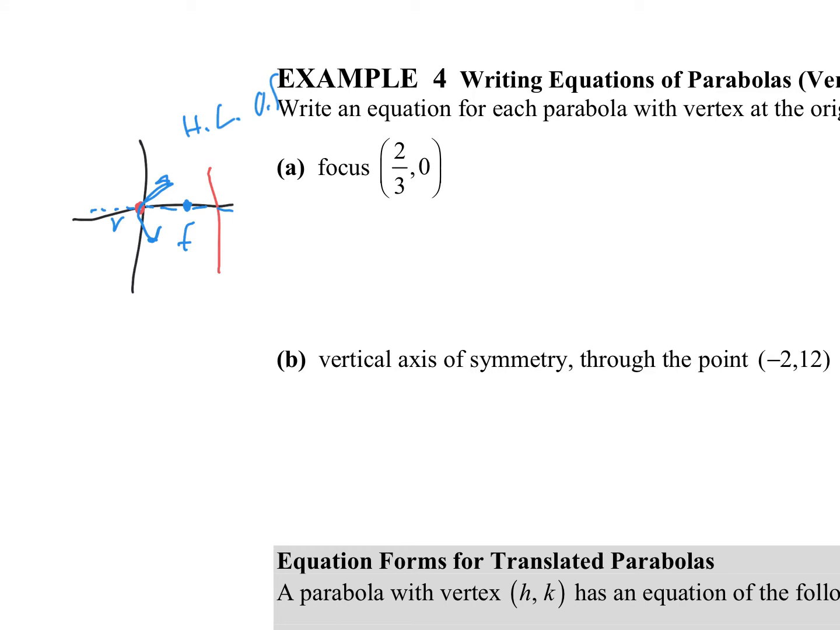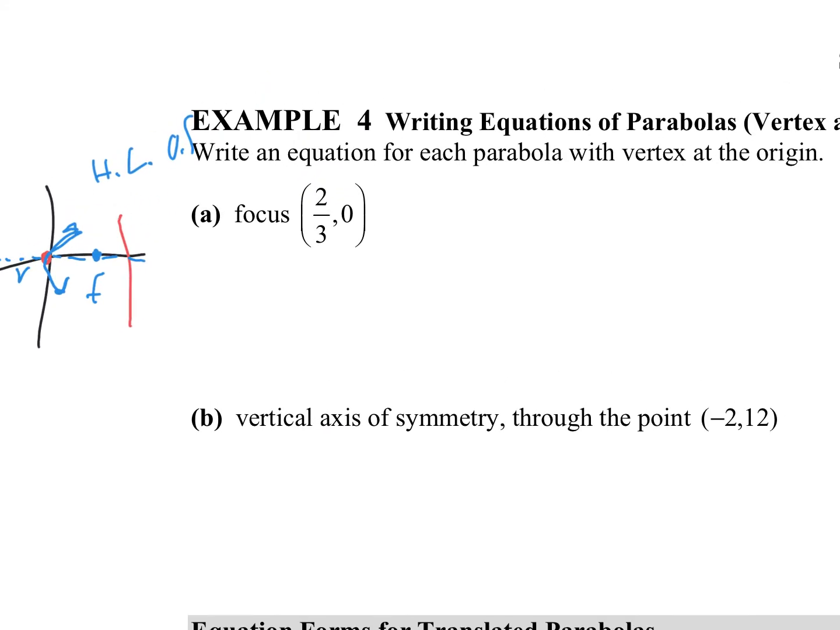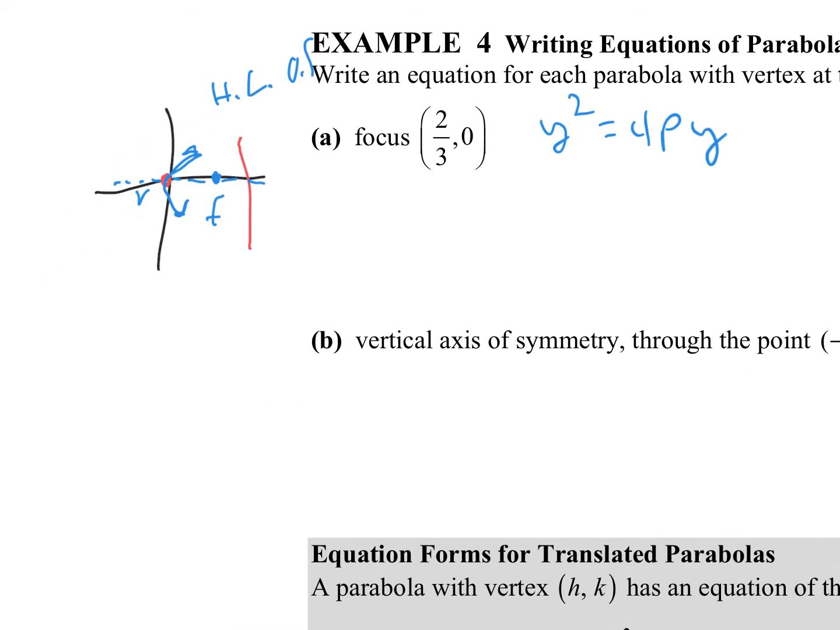So how can I solve this? I know the generic form would have been y squared equals 4px, since it's at the vertex. If I only knew what p was, interesting. Do I know what p is? It's the distance from the focus to the vertex, which was 2/3. So I know p is 2/3.